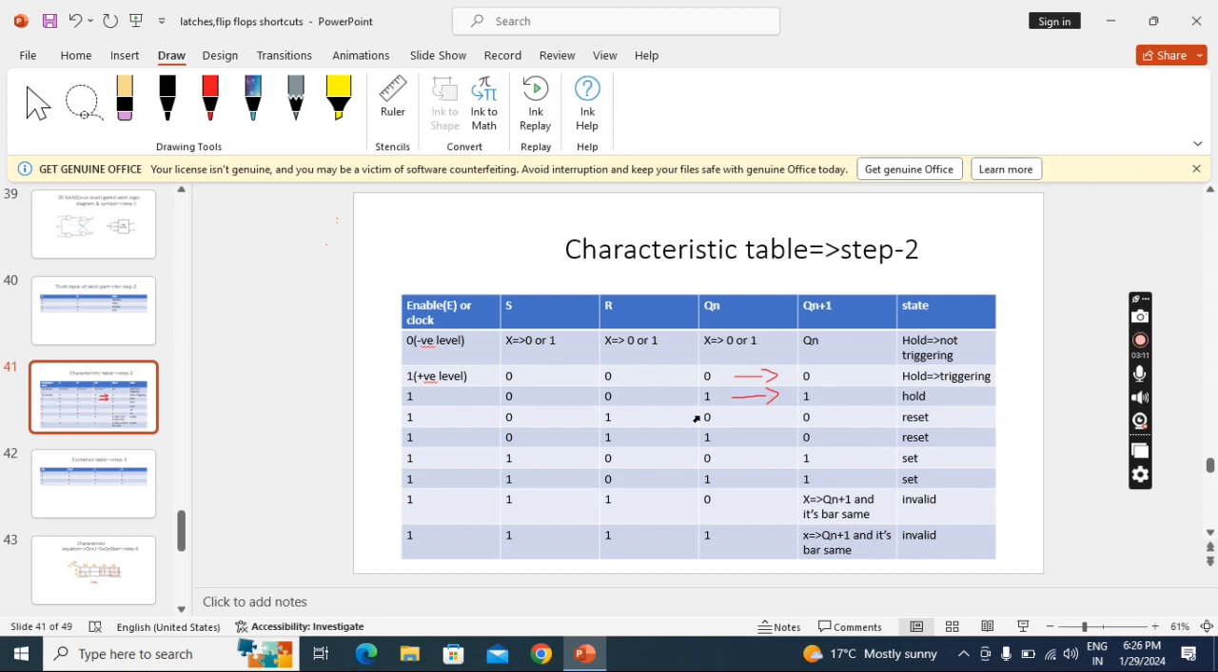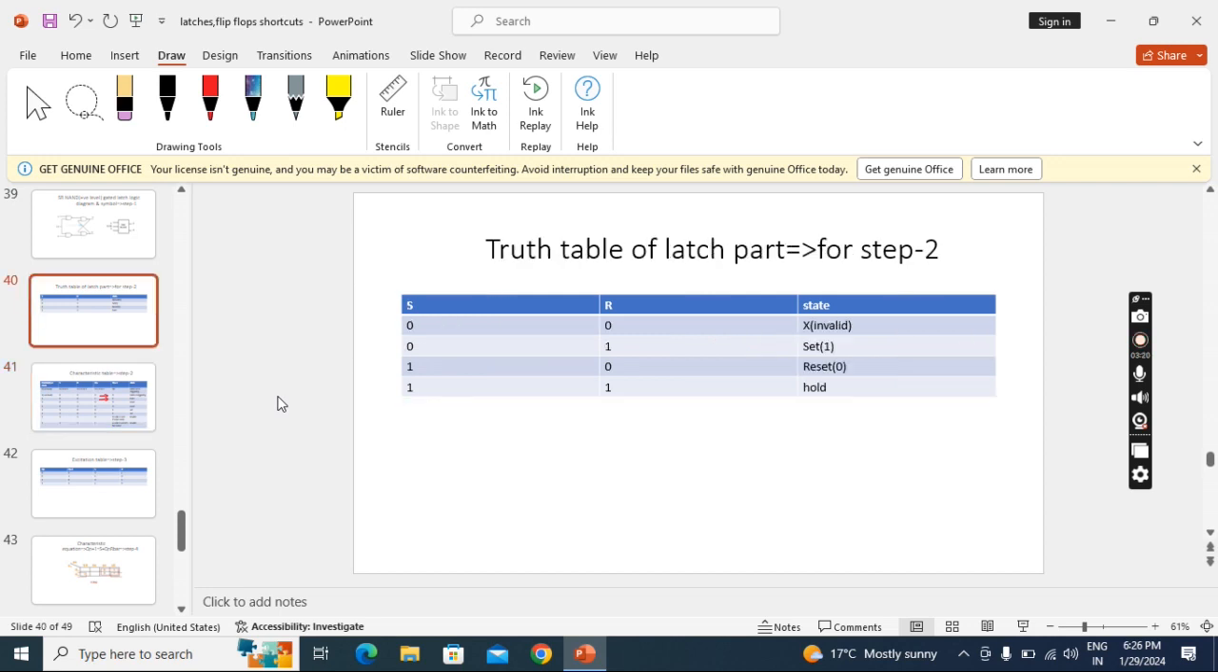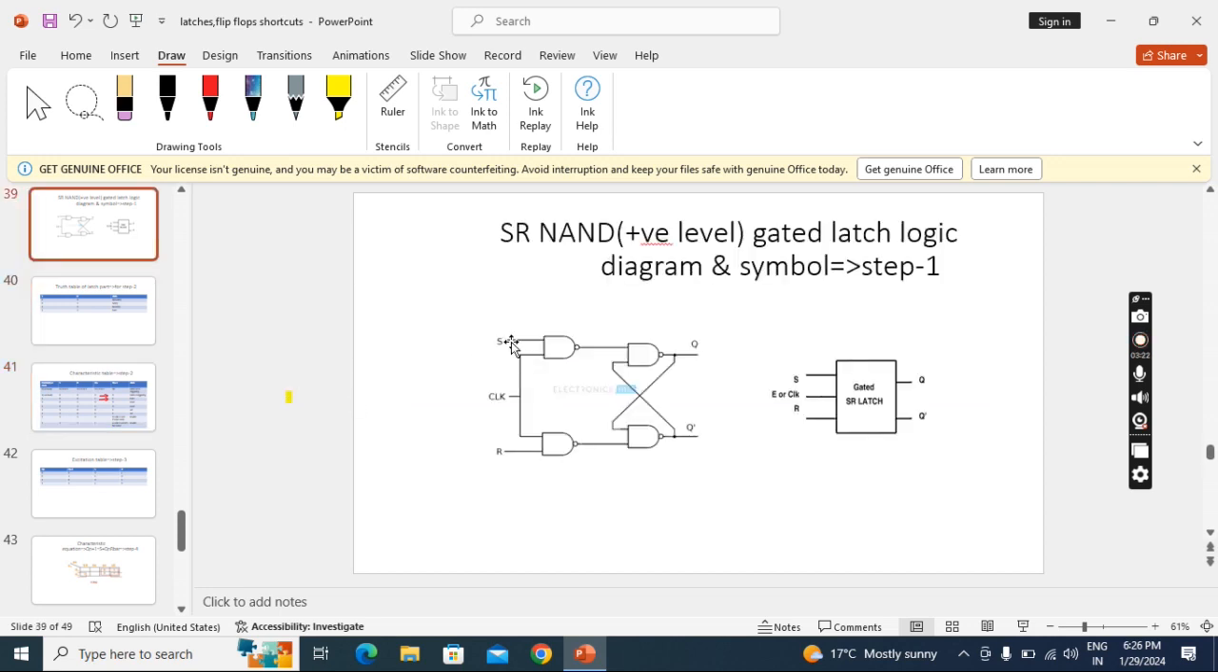Now I am applying S equal to 0, R equal to 0 and clock value 1. Then what will happen? Go to the circuit diagram. Here it is 0, here it is 0, here it is 1, here it is 1. It means if any one input is 0, the output becomes 1.